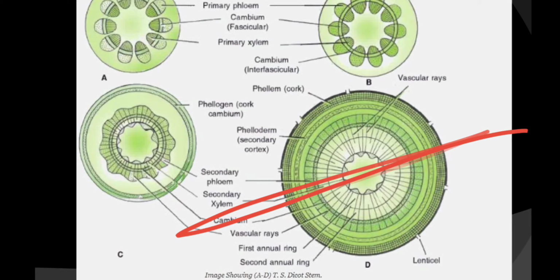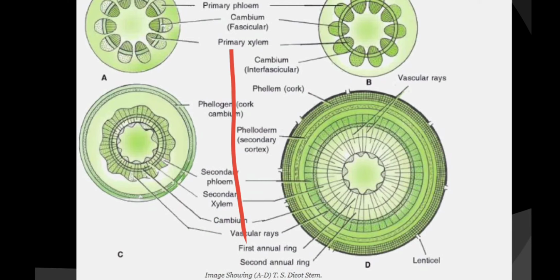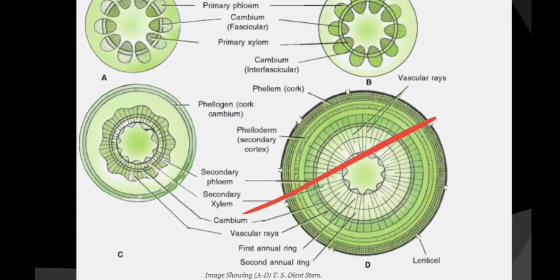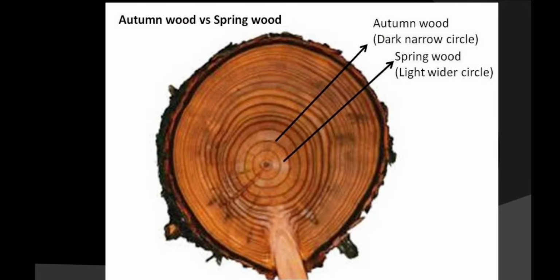In the primary growth, you will see that the apical cells are there, which increase the length of the plant, right? This is how the secondary growth occurs in the plant. Now during the growth, you will observe that autumn wood is quite dark and narrow. During the autumn season, the activity of the cambium is slow, and the xylem which is formed is very thick walled and with narrow lumen, due to which the wood which is formed is dark in color.